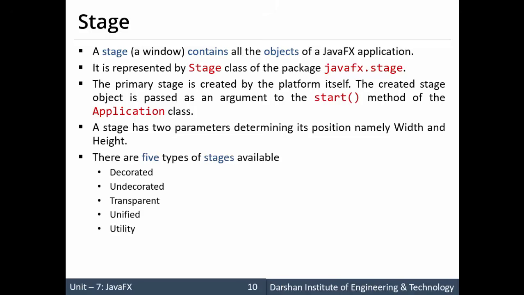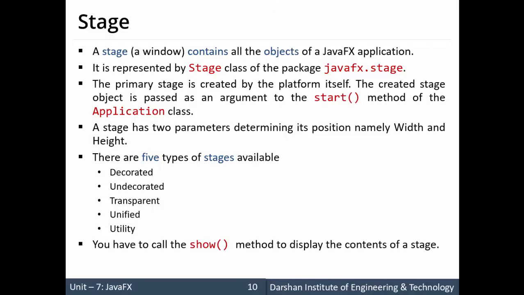There are 5 types of stages available: decorated, undecorated, transparent, unified, and utility. Out of these 5, you can take any one of them and use it in your program. Now basically, to show the stage onto the output screen, you require a method named show. This show method of the Stage class will display the content of the stage. This we'll see in a demo program, which is our next topic to be discussed.